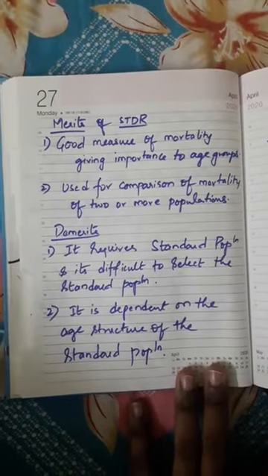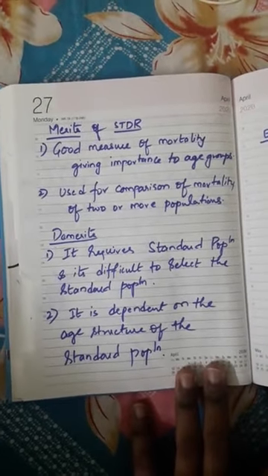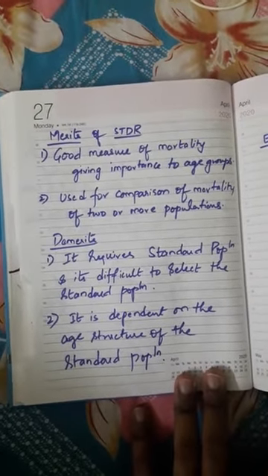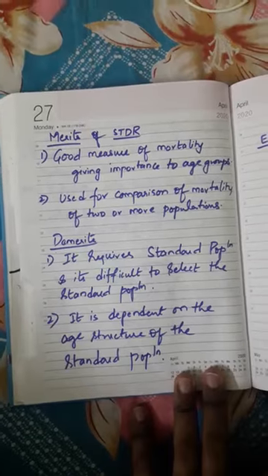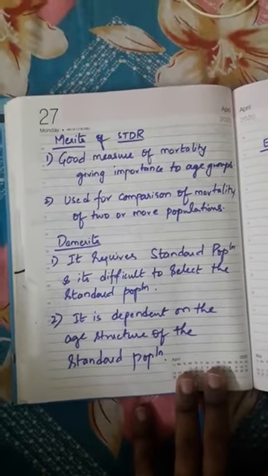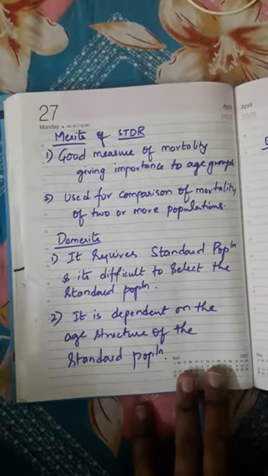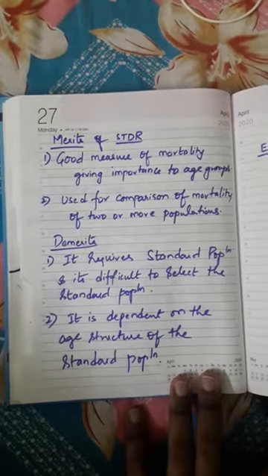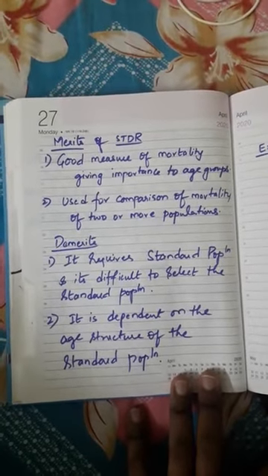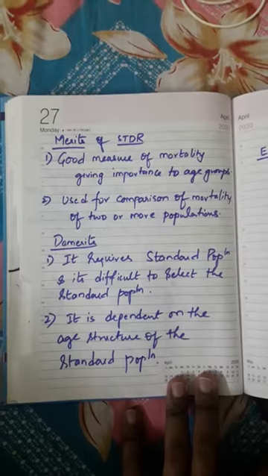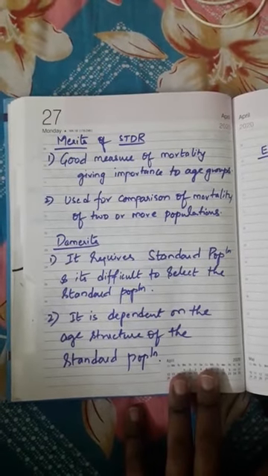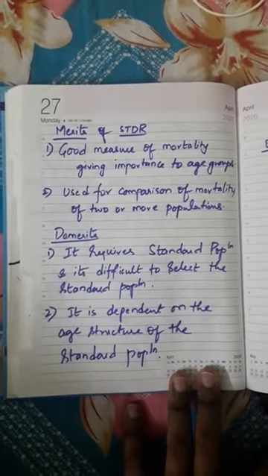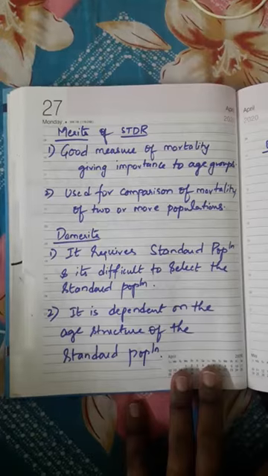Let us see the merits and demerits of STDR. Look at here, merits of STDR. It's a good measure of mortality, giving importance to age groups, obviously. Individual age specific death rates we are calculating, so we can identify particular age groups. So it is a very good measure of mortality for giving importance to age groups. At the same time, STDR is used for comparing the death rates of two or more different populations. So these are the two merits of STDR.